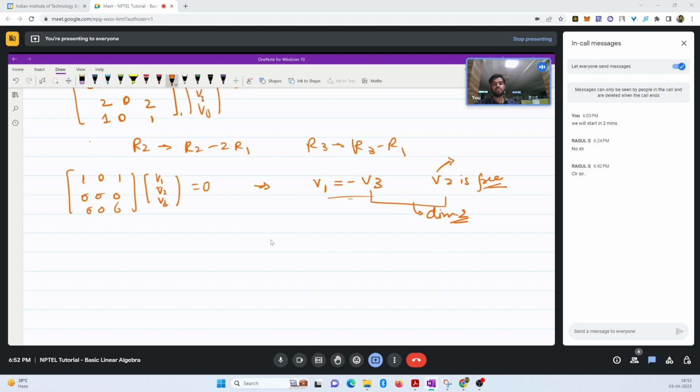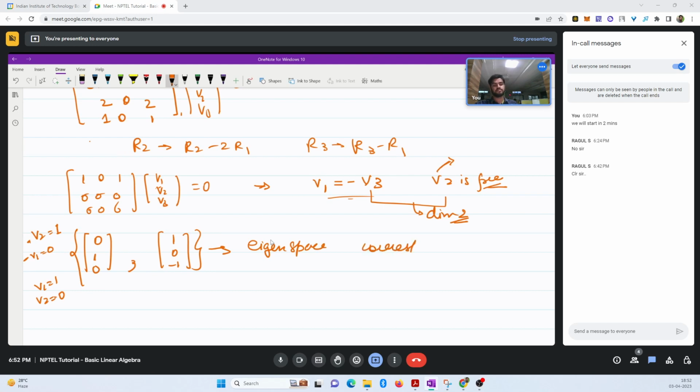Okay, so let's say for the first one I chose v2 is equal to 1 and v1 is equal to 0. Let's say I'm making choices for v2 and v3. That would make v3 equal to 0 automatically. So one of my eigenvectors is this. In the second case, let's make v1 equal to 1 and v2 equal to 0. That would make 1 0 minus 1 another eigenvector. So this set is an eigenspace corresponding to lambda is equal to 3.